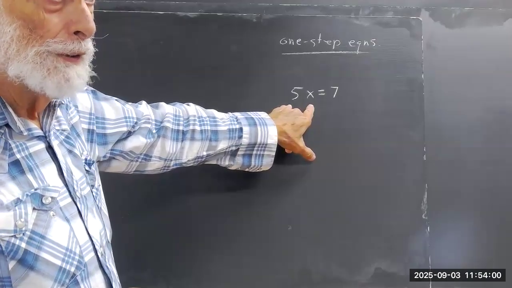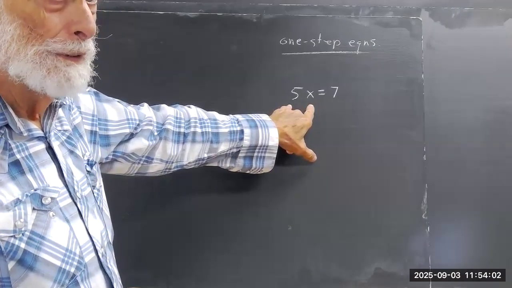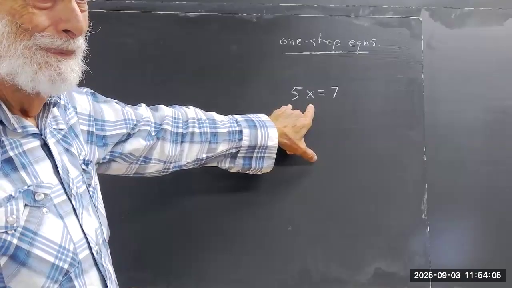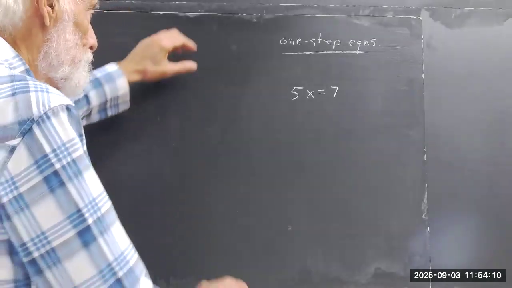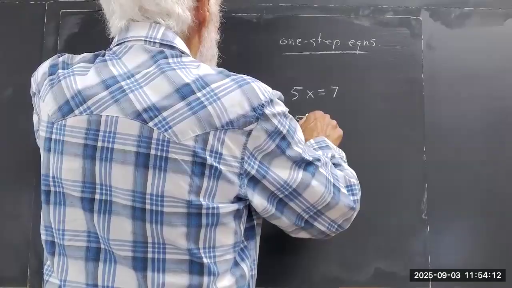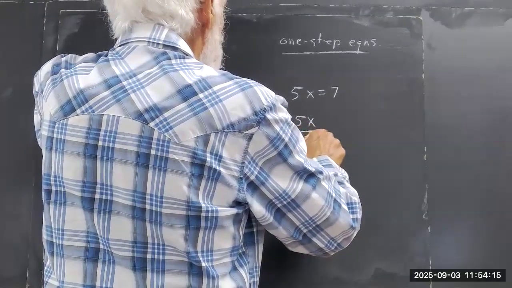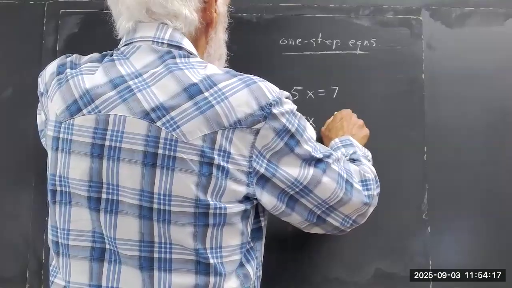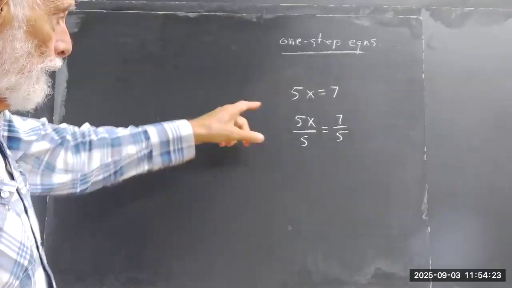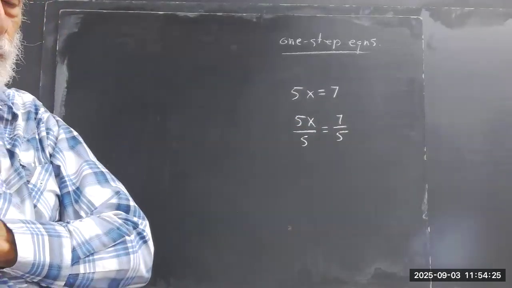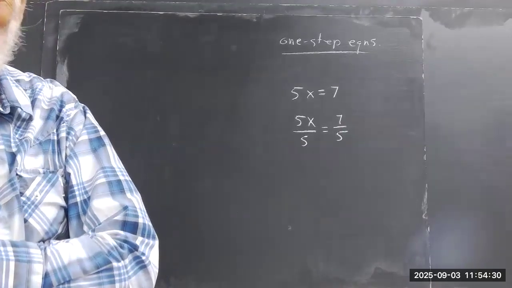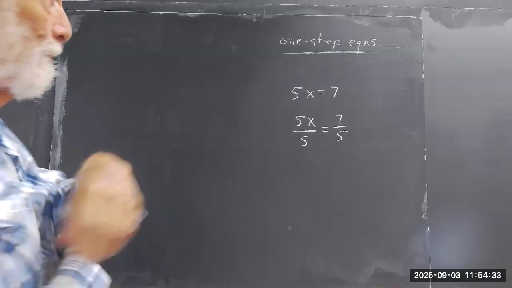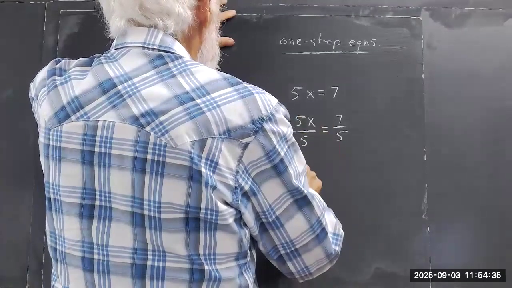Well, if I divide 5x by 5, what do I have left? Show me with your fingers. Not quite, but close. Well, we're going to divide both sides by 5 here. If I divide 5x by 5, I don't get 1. What do I get? It's x. 1x. Okay?